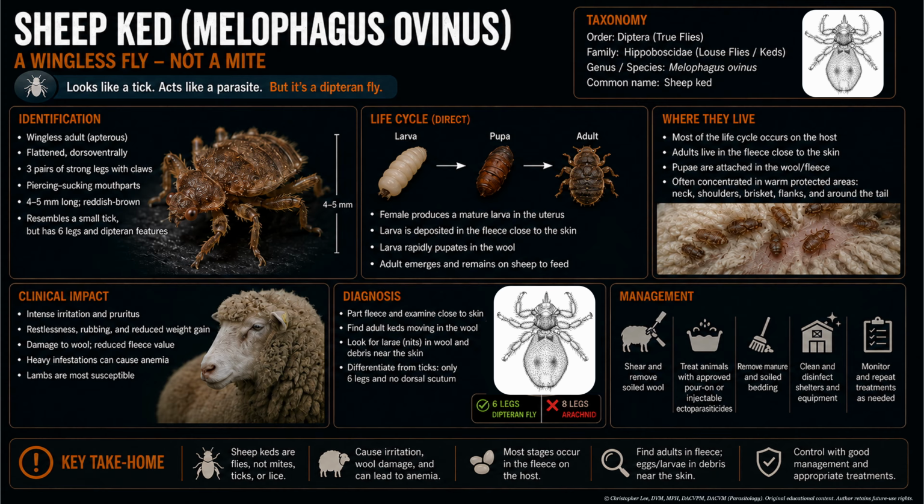Adults live in the fleece close to the skin and feed on blood. They cause irritation, rubbing, wool damage, decreased fleece value, and sometimes anemia in heavy infestations. A key life cycle point: sheep keds are not laying eggs like a typical fly. Females produce mature larvae that quickly pupate in the fleece. So when you examine sheep, look in the wool close to the skin for adult keds and pupae. Take home: not a mite, not a tick, not a louse, it's a wingless fly.